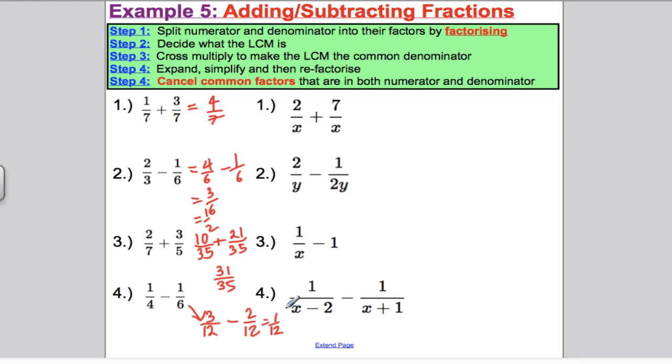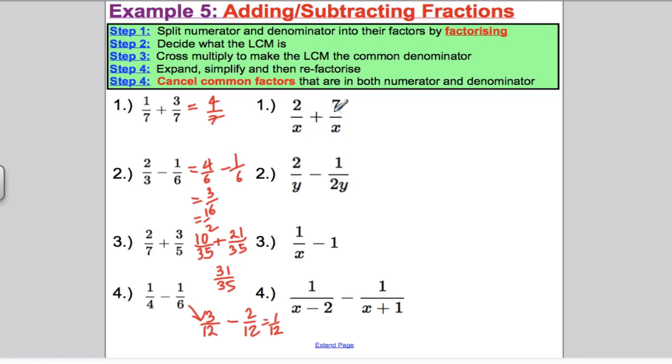Okay, so to do it with algebraic fractions, you split the numerator and denominator into their factors by factorising. You factorise first, decide what the lowest common multiple is, cross multiply out to make the lowest common multiple the common denominator, expand, simplify, and refactorise if possible at the end. So let's have a go.